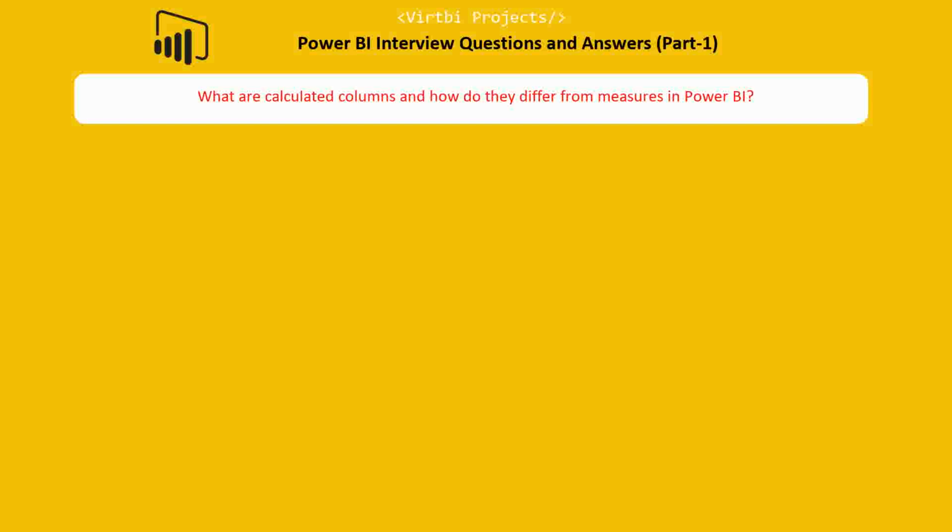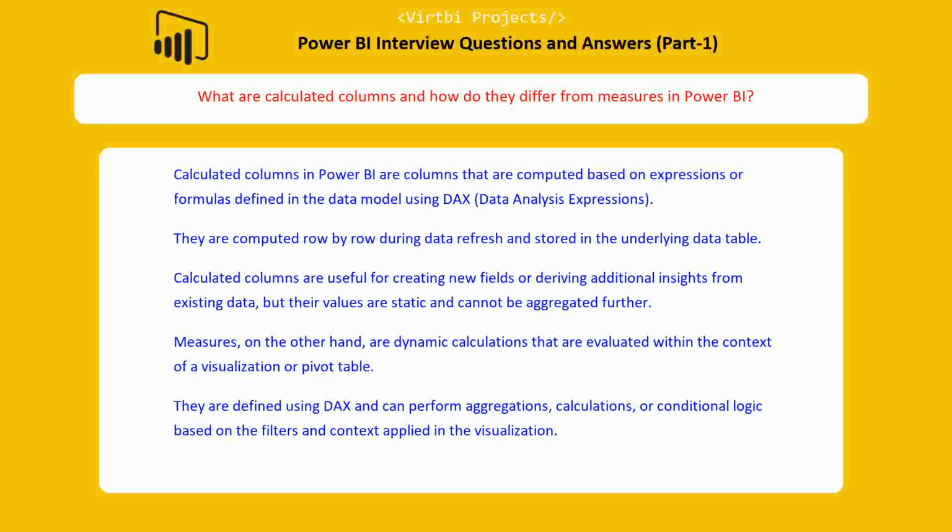What are calculated columns and how do they differ from measures in Power BI? Calculated columns in Power BI are columns that are computed based on expressions or formulas defined in the data model using DAX, Data Analysis Expressions. They are computed row by row during data refresh and stored in the underlying data table. Calculated columns are useful for creating new fields or deriving additional insights from existing data, but their values are static and cannot be aggregated further.